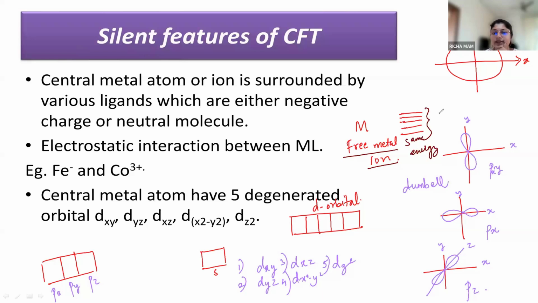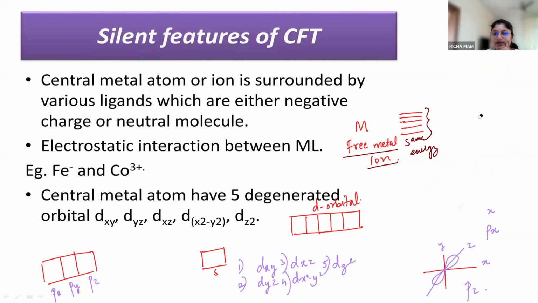Now, when it comes in contact with what? When it comes in contact with the ligands. Okay, when it comes in contact with the ligand, what will happen? The ligands have negative charge. They are represented as points. So the energy is, so 1, 2, 3, 4, 5. The energy is raised. So this is the average energy of the d orbitals in a spherical field. So the energy is raised. Okay. So this is when it comes in contact with the metal ion.